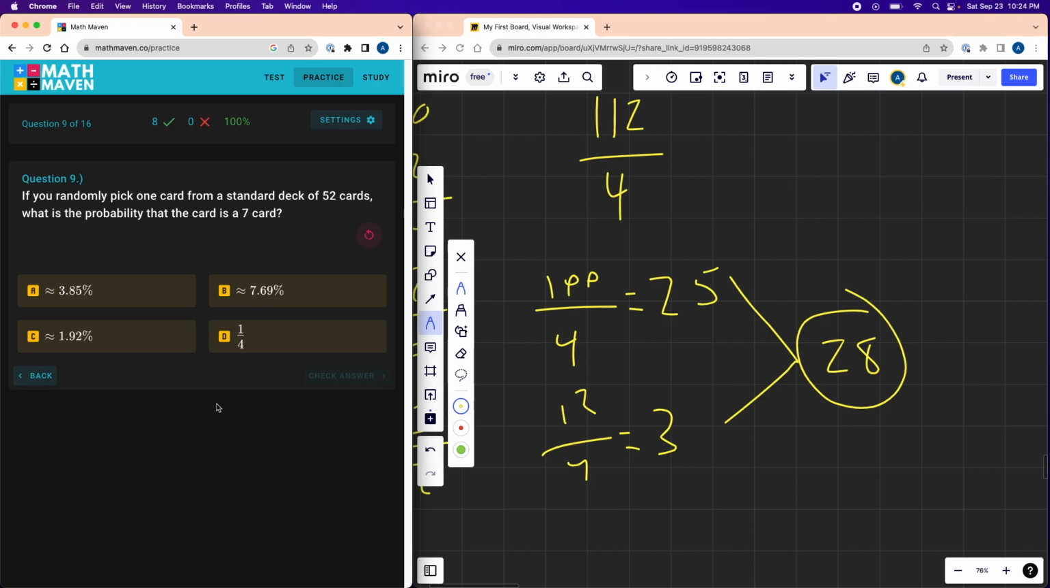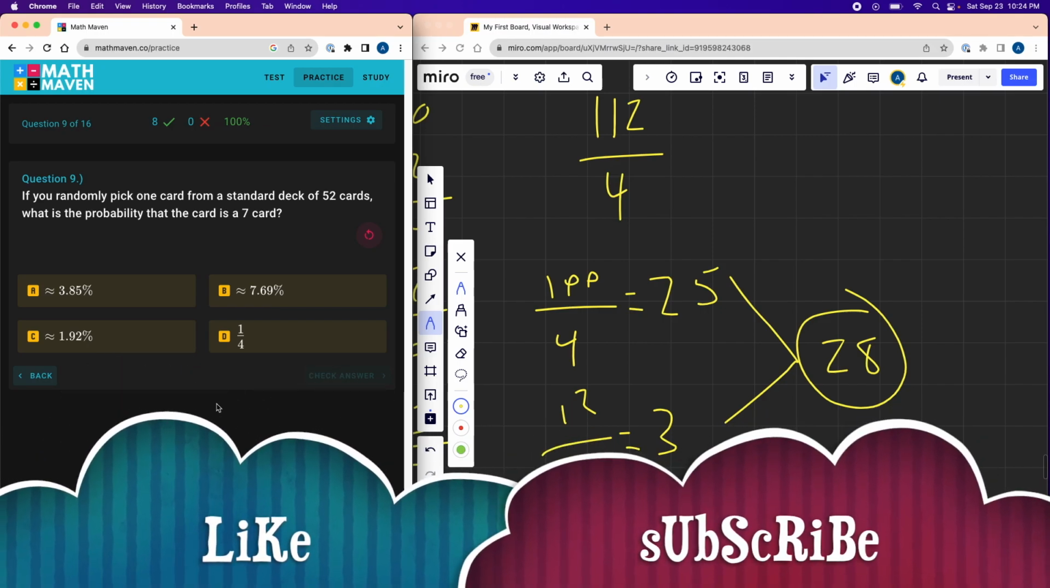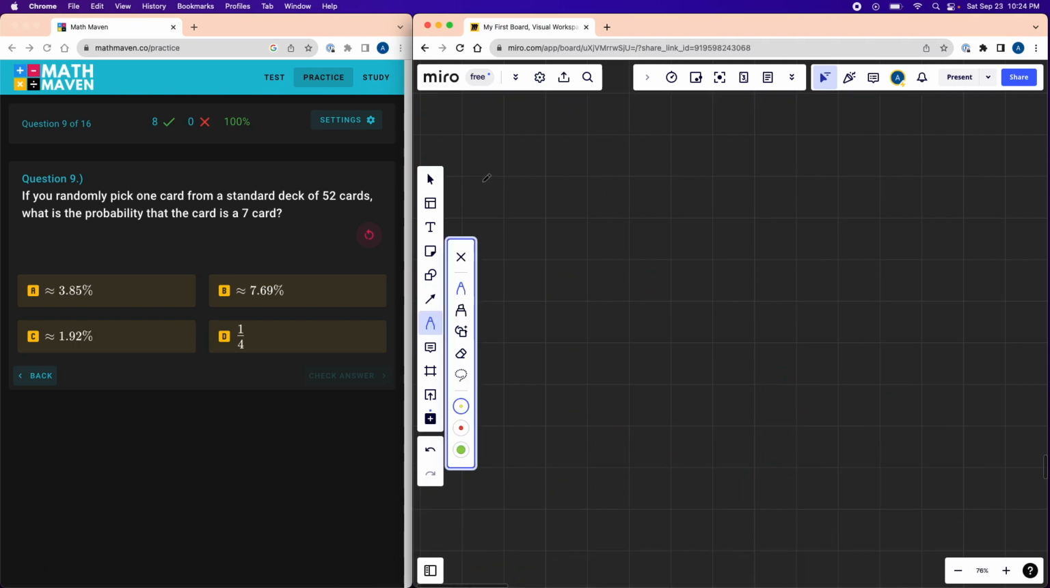Question number 9. If you randomly pick one card from a standard deck of 52 cards, what is the probability that the card is a 7? All right, so press pause and try this one out on your own. All right, let's go ahead and work through this one together now. All right, so we're randomly picking one card from a deck of 52 cards. So we know that there are a total possible cards of 52.